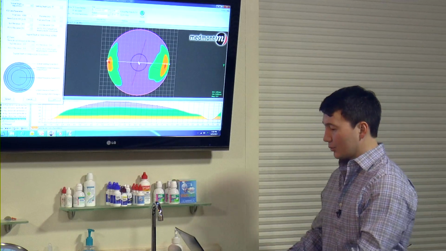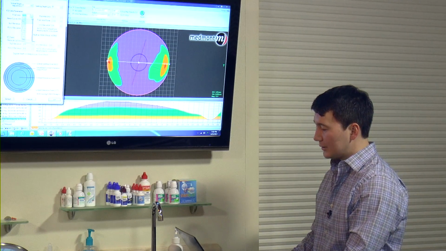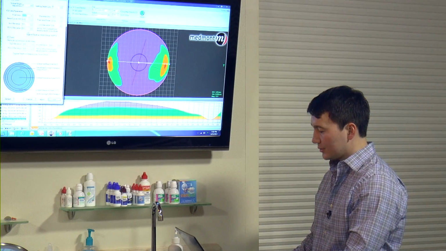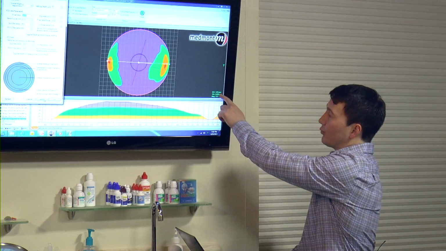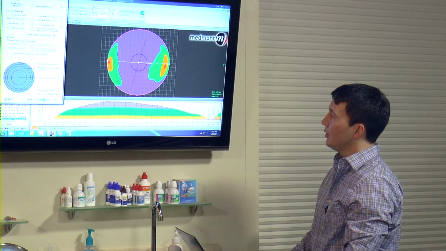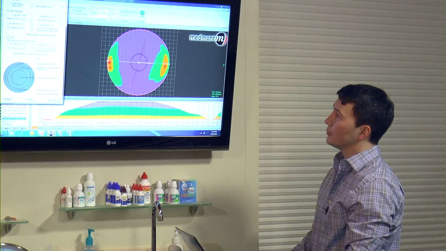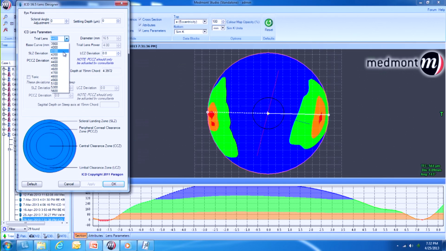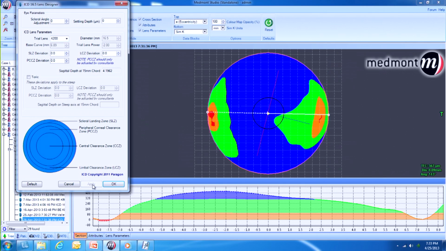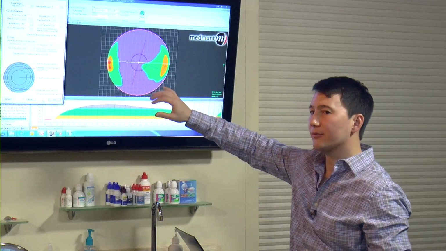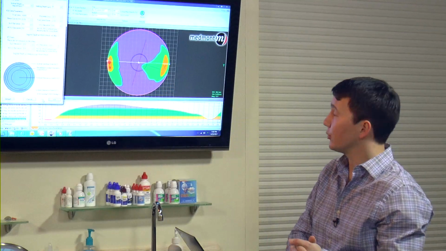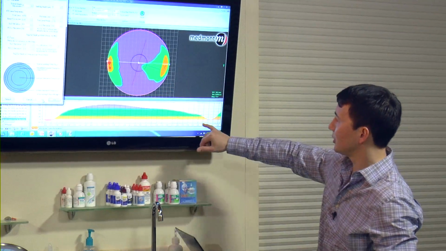So let's back this lens off a step to get a little less clearance than 470. And now we have, whoops, I went the wrong way. I went more depth. I want less depth. Apply. Now my lens has 367 microns to start. So the next question I might ask is, I've got a trial lens that probably will have a good starting point for apical clearance. What about the limbal clearance?